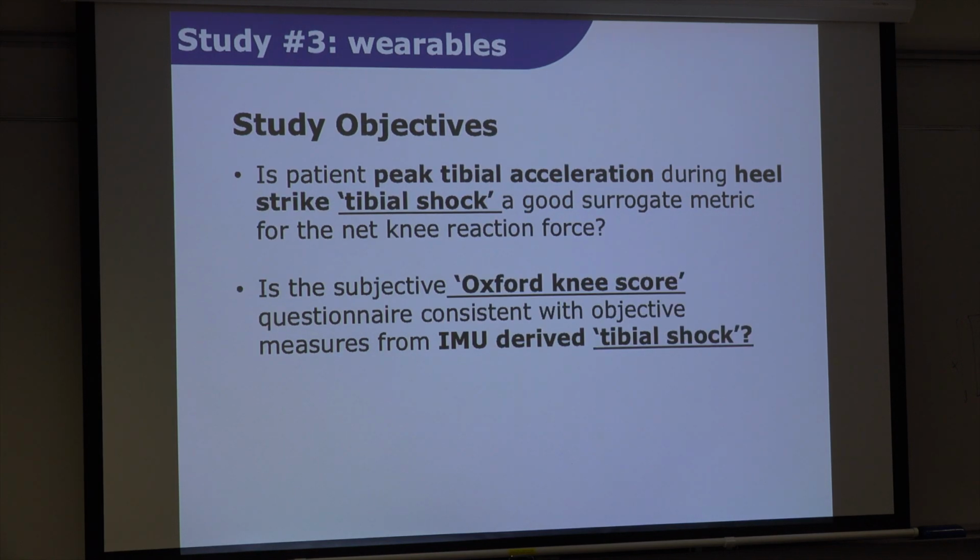We did this because we wanted to answer 2 main questions. Is peak tibial acceleration during heel strike, which we've termed tibial shock, a good surrogate metric for the net knee reaction force? And is the subjective Oxford Knee Score questionnaire consistent with the objective measures from the IMU derived tibial shock, which we measure?